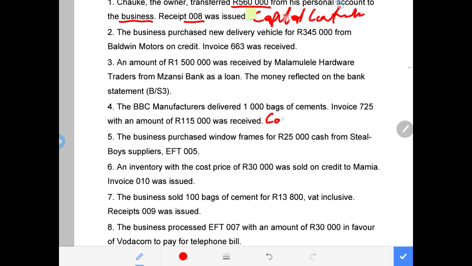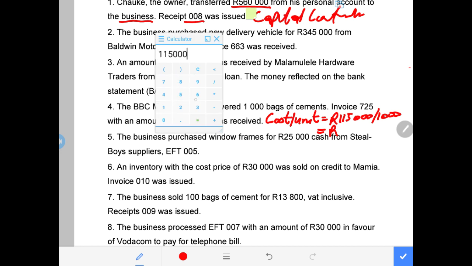Now let us calculate cost per unit. From a costing point of view, cost per unit will be 115,000 rands divided by 1,000. So divide by 1,000, how much are we getting?